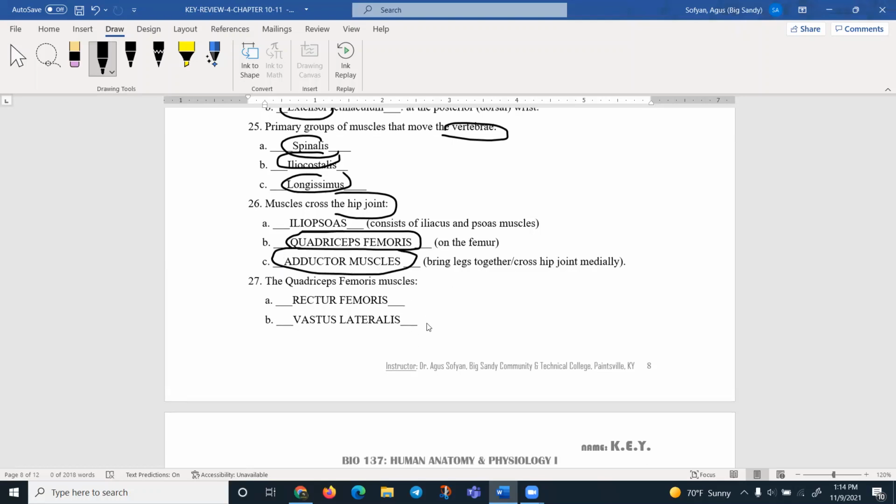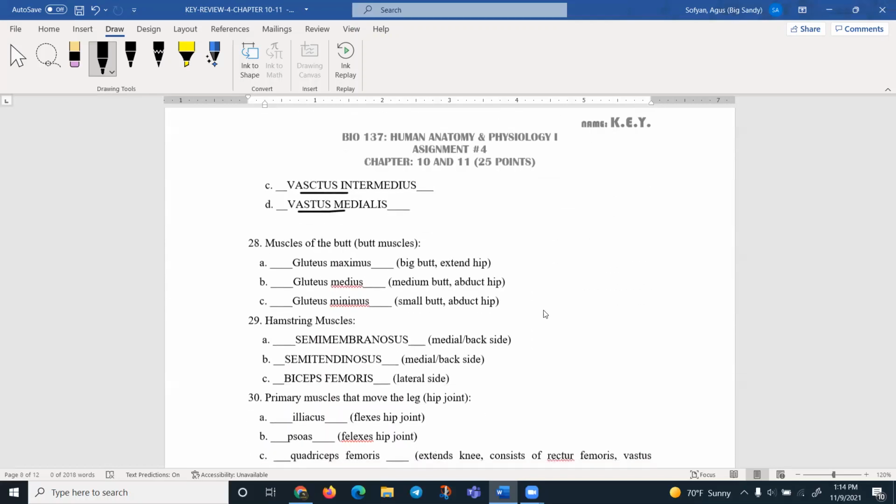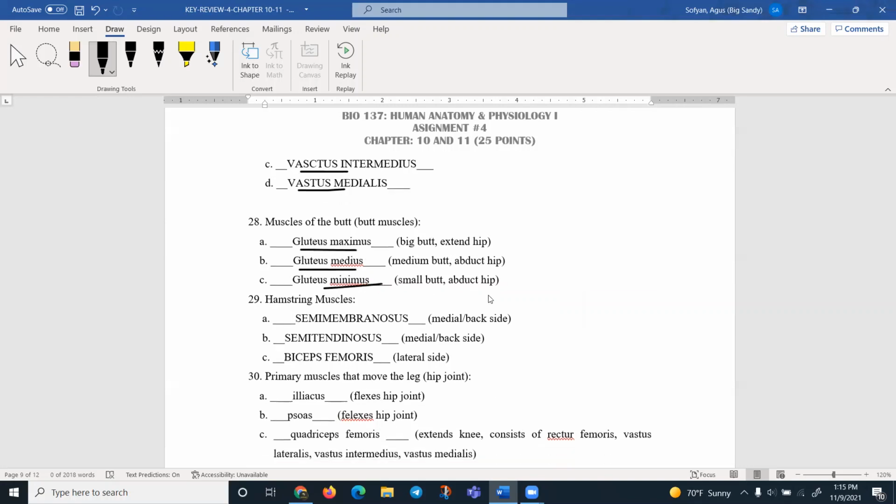Okay. Quadriceps femoris has 4 groups: rectus femoris, vastus lateralis, vastus intermedius, and vastus medialis. All of them are part of the quadriceps femoris group. Muscles of the butt or buttock are the gluteal muscles. There are 3 of them: gluteus maximus, medius, and minimus.